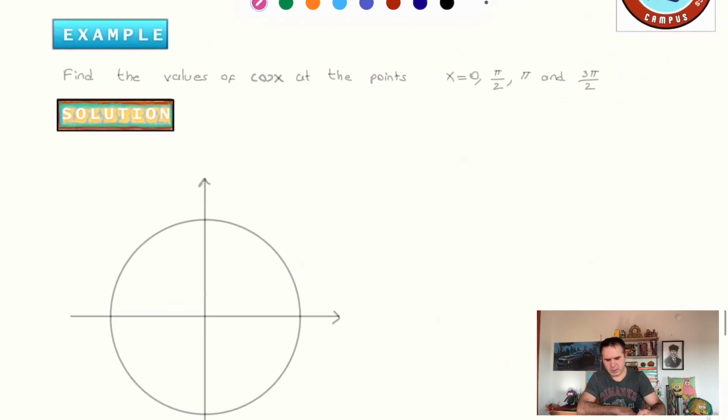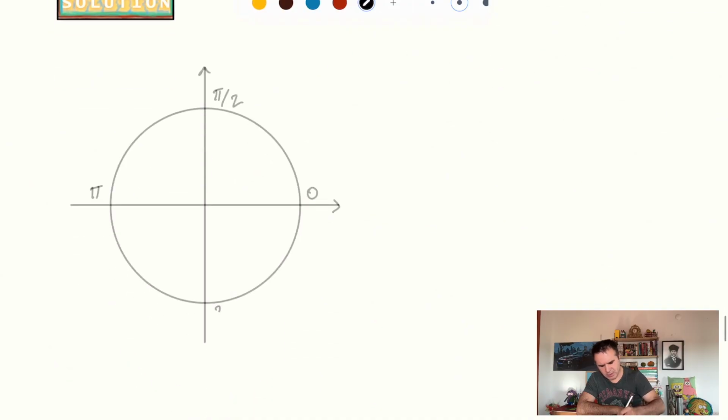The second example question: find the values of cosine x at the points x equals 0, pi over 2, pi, and 3 pi over 2. 0 is here, and this is again the unit circle. Here is pi over 2, and this is pi, and 3 pi over 2. The cosine of 0 is here, and here the cosine is +1, here we have -1, and here is the cosine axis.